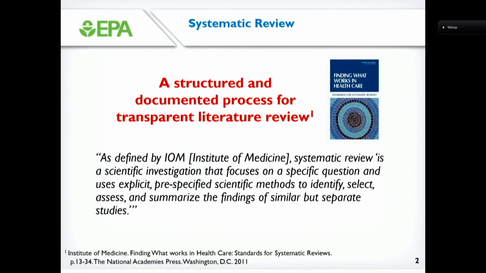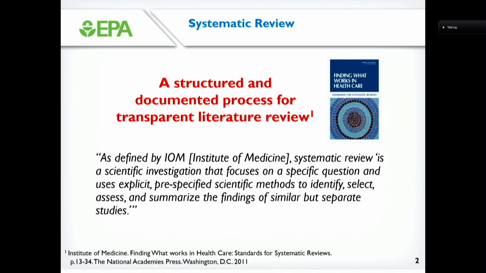So IRIS assessments are conducted using systematic review methods. So here's an often used definition from a 2011 Institute of Medicine report. A systematic review is a scientific investigation that focuses on a specific question and uses explicit, pre-specified scientific methods to identify, select, assess, and summarize the findings of similar but separate studies.